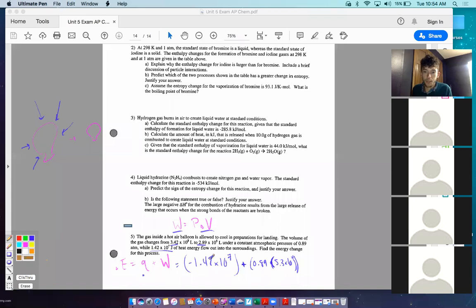Anyway, the key to this question was making sure your signs were correct. The heat energy is flowing out. It's losing heat energy to the surroundings, and the surroundings are doing work on the balloon to compress it, to squish it down. They're applying a force over a distance to compress the balloon. So my work term needs to be a positive number.